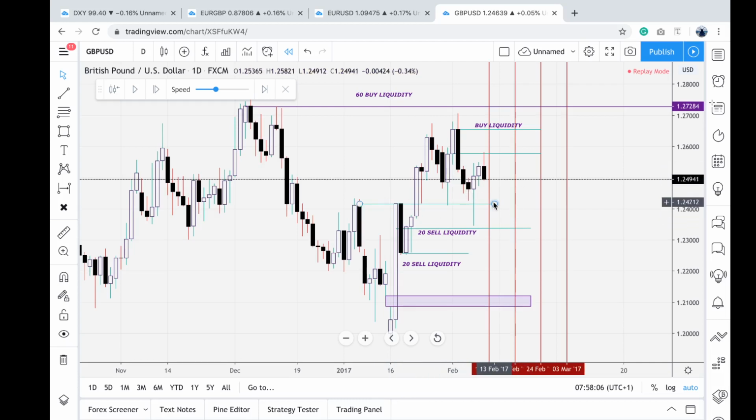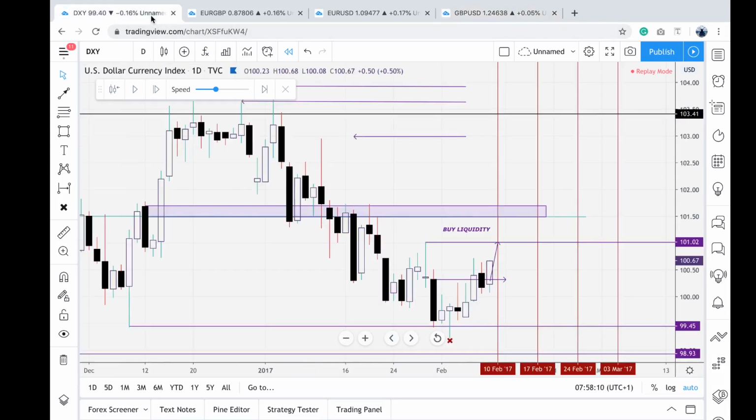And for Pound Dollar, we're still stuck in the range, so I'm not going to trade this for now. Let's actually see what we do on the DXY.